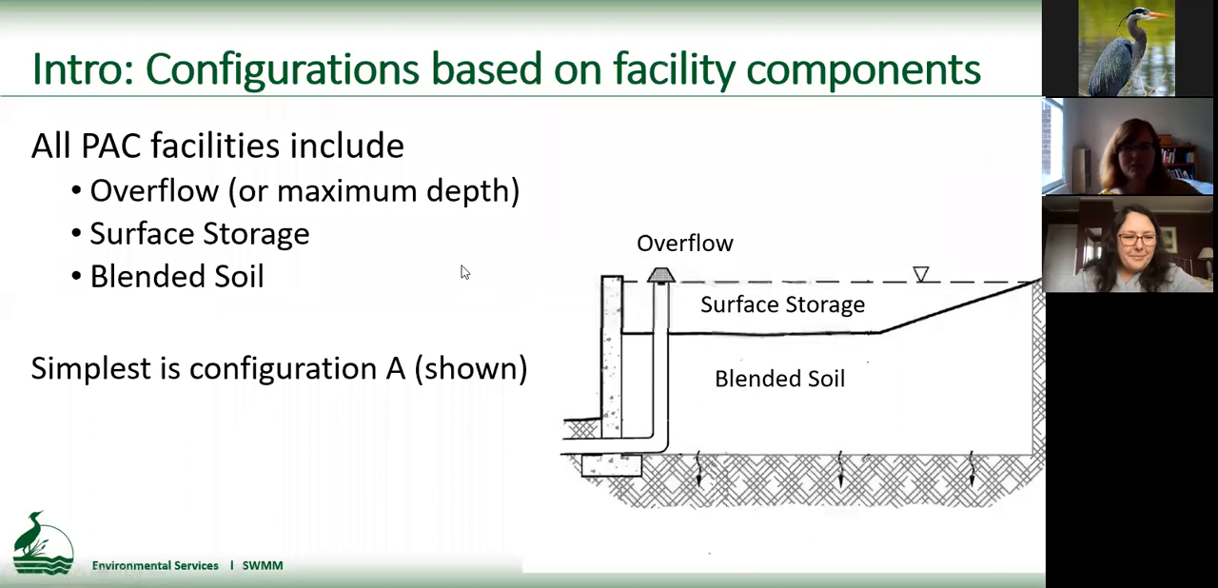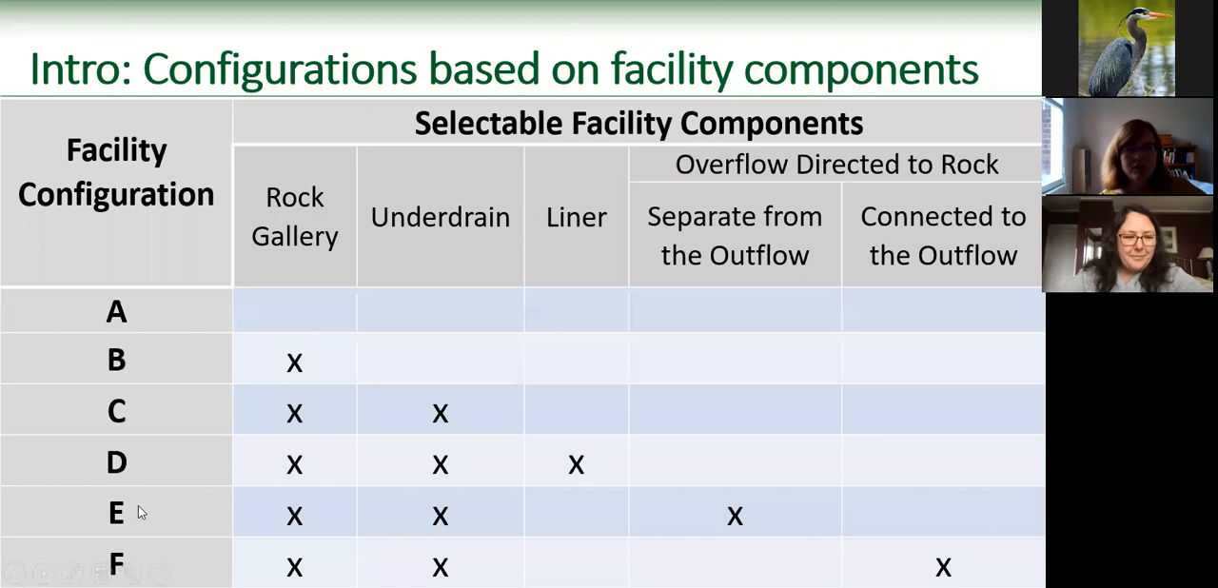And then the configurations. All pack facilities include this basic configuration, which is an overflow or a maximum depth, a surface storage, and blended soil. Overflows aren't always in there, it just gives you the maximum depth that it can go to. And then the surface storage is how much volume it can store on the surface. And then the blended soil is what's filtering the water as it goes down. And this is the simplest configuration that's shown. It's called configuration A. There's a total of 6 configurations, and you'll see configuration A is the simplest. It doesn't have any of these extra things.